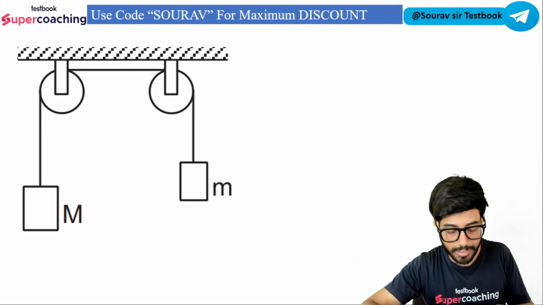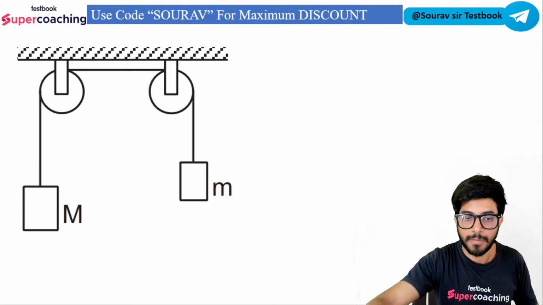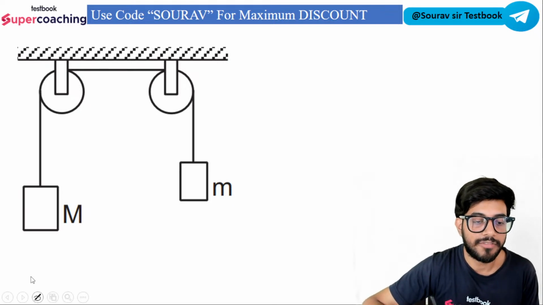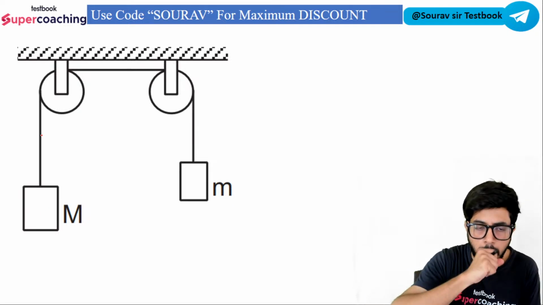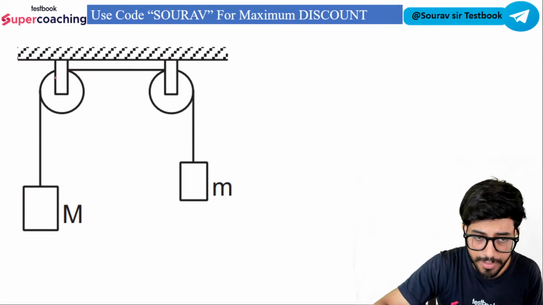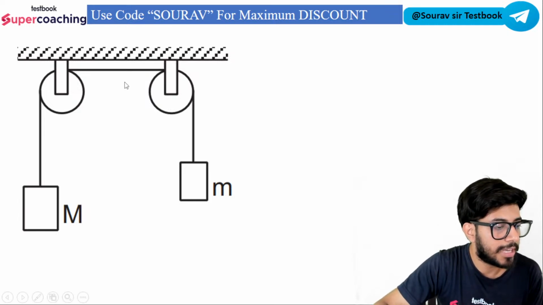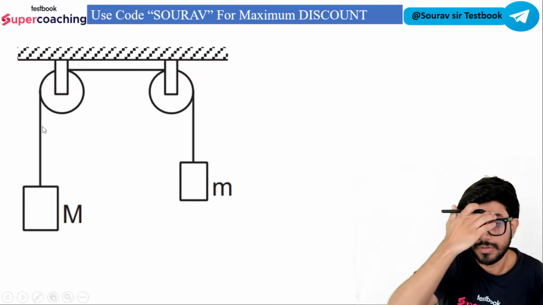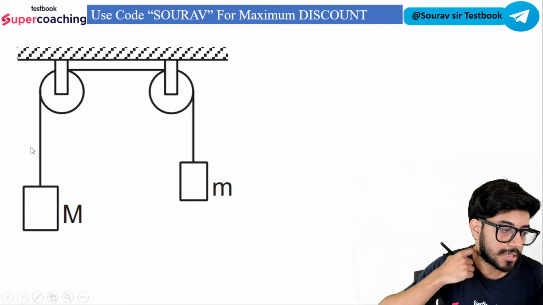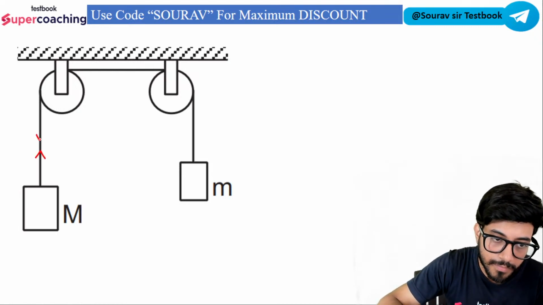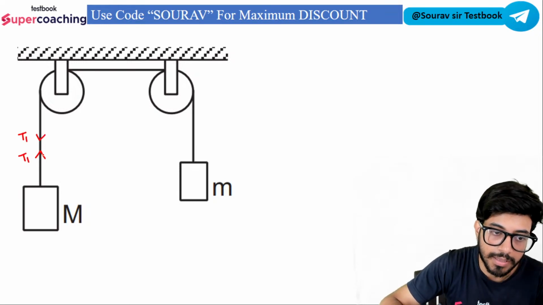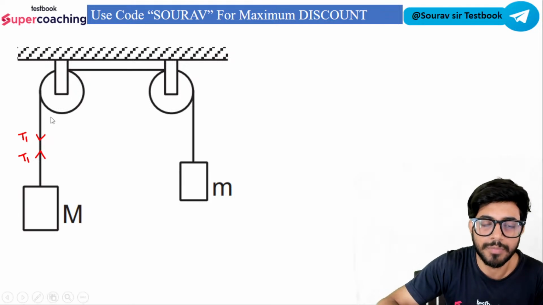Both the pulleys will rotate here. First thing I can tell you is that this pulley will rotate, this pulley will rotate, so the tensions will be different. Suppose over here the tension is T1, T1. This T1 is on the block, this T1 is on the pulley.